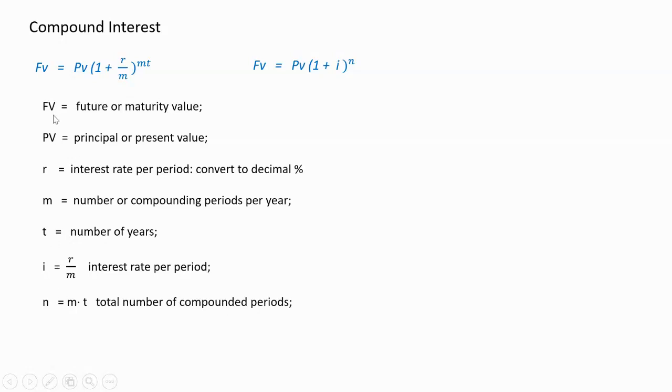So it's always 7 things that you got to write down. The future value, the present value, the r, which is the interest rate per period, the m, which is the number of compounding periods per year, the t, the i is r divided by m, and the n is equal to m times t, which is the total number of compound periods. Now, what does the m stand for? Compound. These are key words for compound.